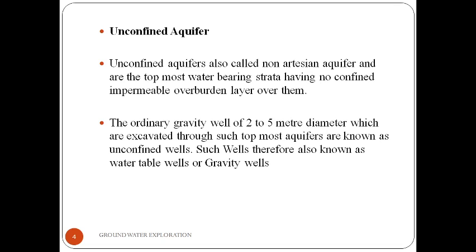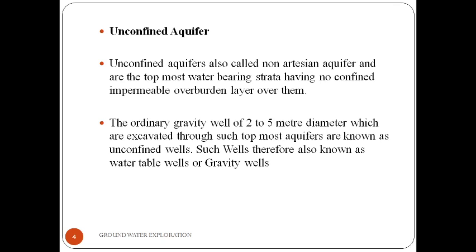Unconfined aquifer is also called non-artesian aquifer and is the topmost water-bearing stratum having no confining impermeable overburden layer over it. The ordinary gravity wells of 2 to 5 meter diameter, which are excavated through such topmost aquifers, are known as unconfined wells. Such wells are therefore also known as water table wells or gravity wells.